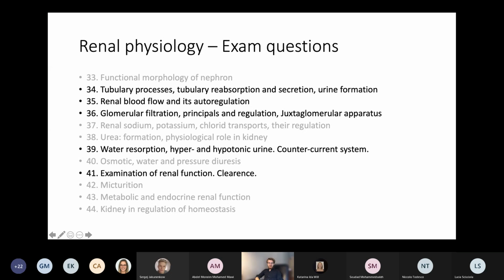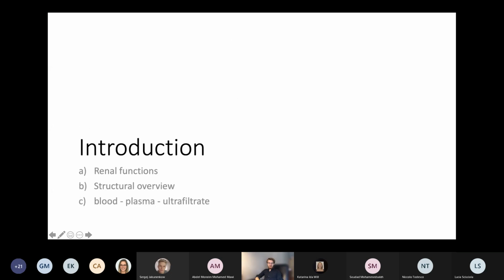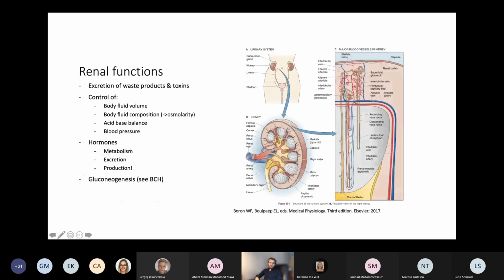Without further ado, we're going to start with the introduction. A lot of the basics of renal physiology you might have already touched on before. You've had anatomy and you've had histology. So what you've studied during histology would be the structure of the glomerulus and the structure of the nephrons. I'm going to go through it, but I'm not going to go into too much detail on it. So, the renal functions.